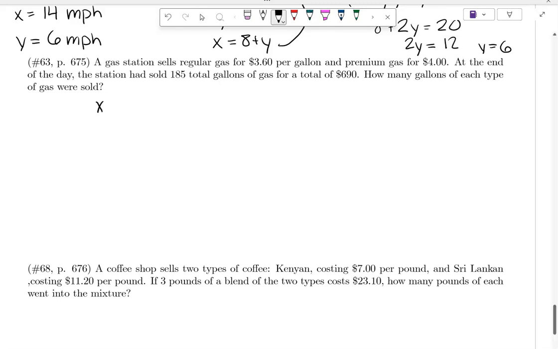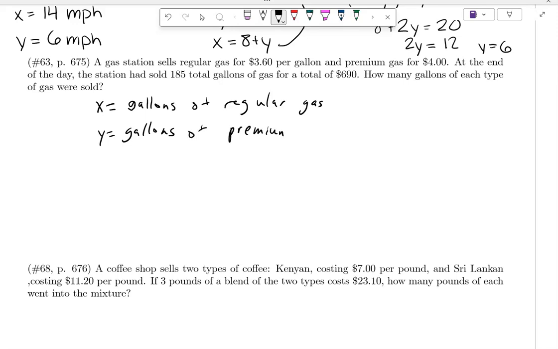Two. Good. So I say an x is and a y is. What should x represent here? Okay, the regular gas, so it's gallons of regular gas in this case. Good. And so the other one should be premium. And notice again, we're saying it's gallons, right? Because the problem's asking you for gallons of each, right?